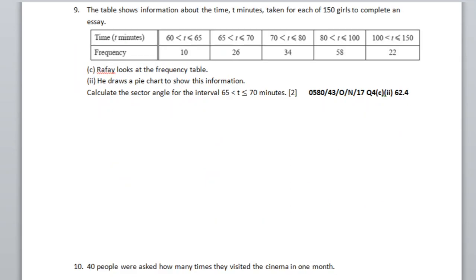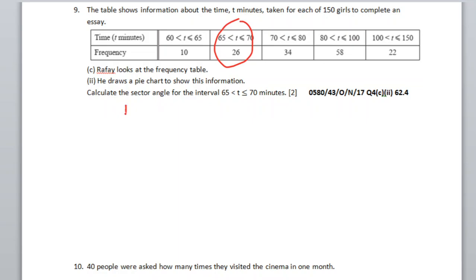Question number 9. The table shows information about the time t minutes taken for each of 150 girls to complete an essay. Rafael looks at the frequency table. He draws a pie chart to show this information. Calculate the sector angle for the interval 65 to 70 minutes. So we need to draw the pie chart and we need the sector angle represented by this group.